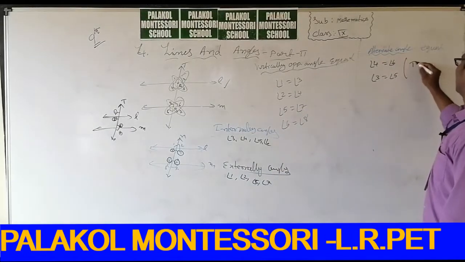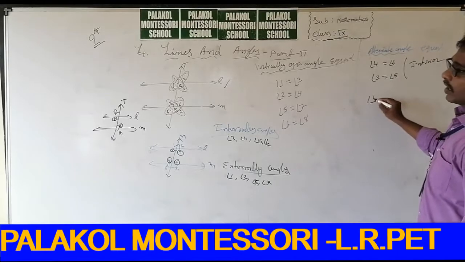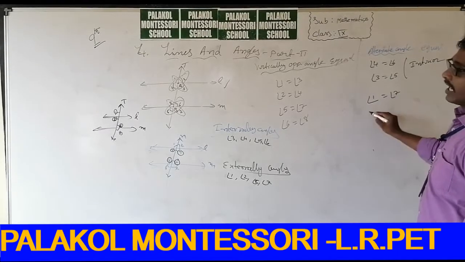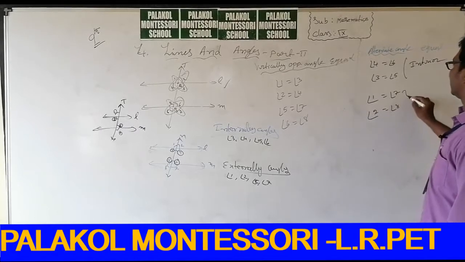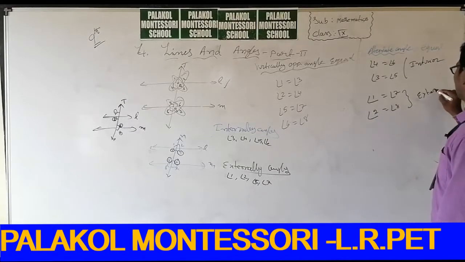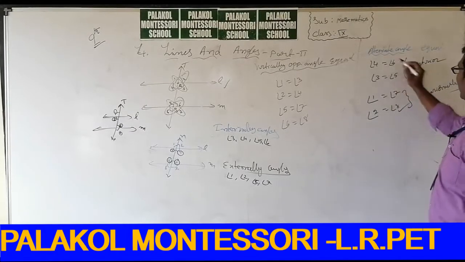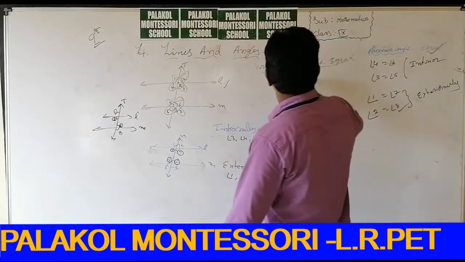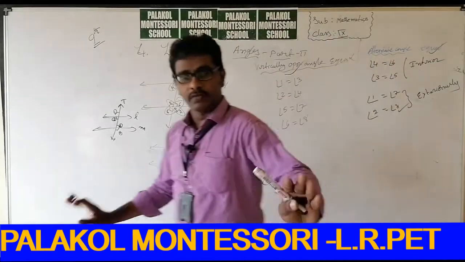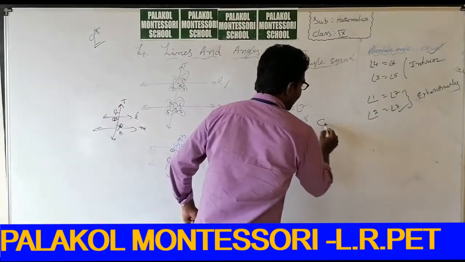So this is the interior. Next one, angle 1 is equal to angle 7, angle 2 is equal to angle 8. These are external. Alternate exterior angles are equal, alternate interior angles are also equal. Clear? So vertically opposite angles are equal. Clear? Next one, final touch, corresponding angles.